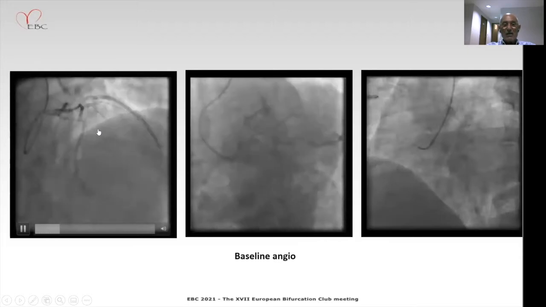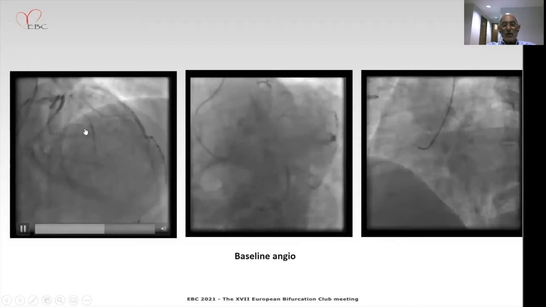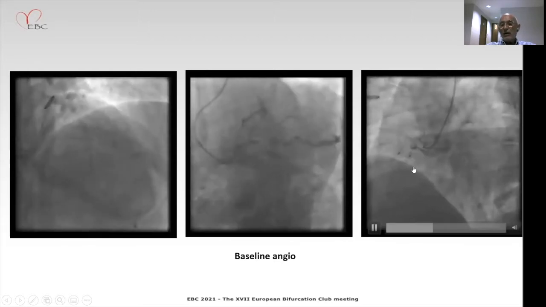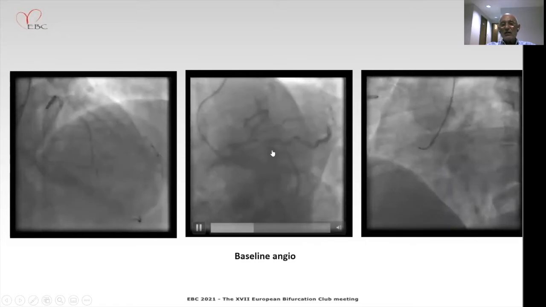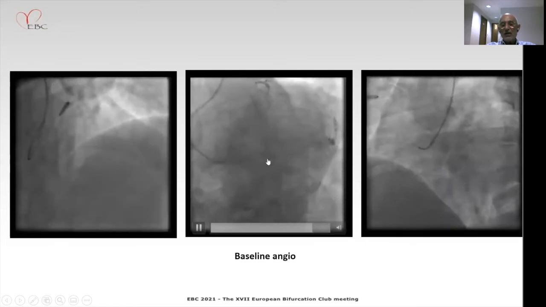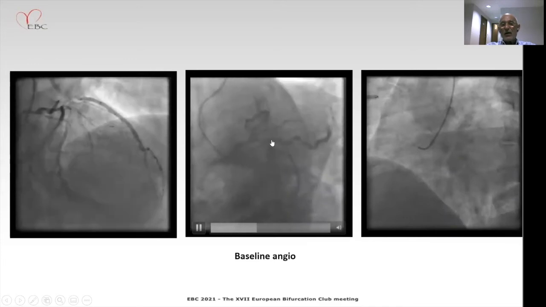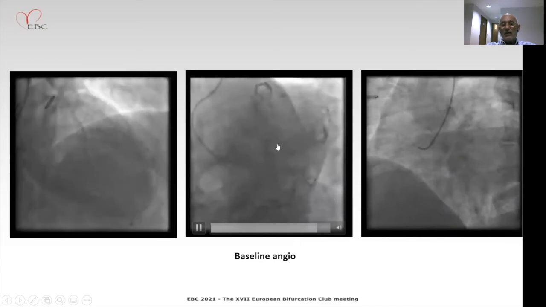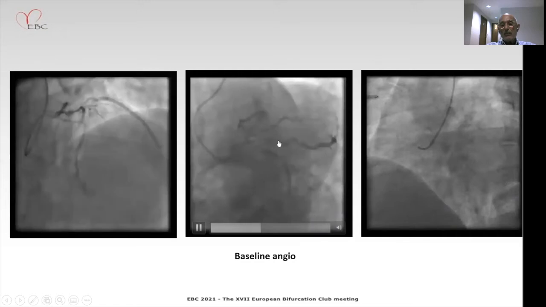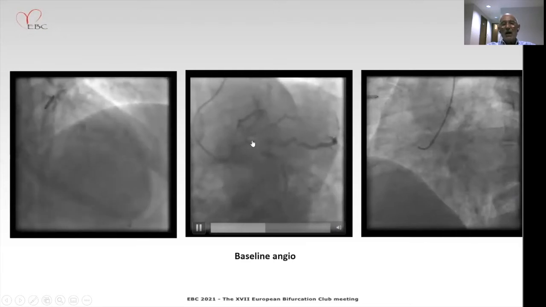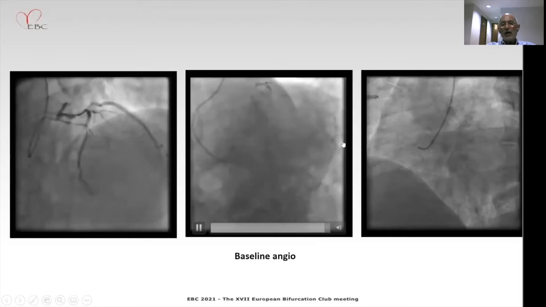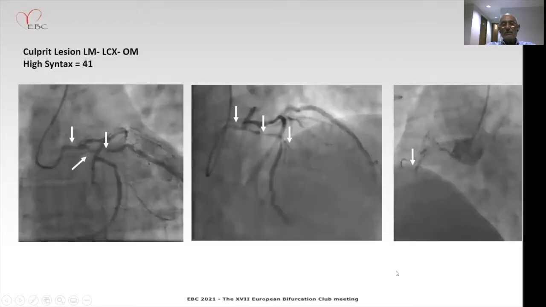multivessel disease with chronic total occlusion of LAD, chronic total occlusion of right coronary artery, severe stenosis on proximal dominant circumflex, at the bifurcation with a huge marginal, which itself has a long lesion proximal segment, and severe stenosis on distal left main involving both LAD and circumflex. So SYNTAX score was 41.